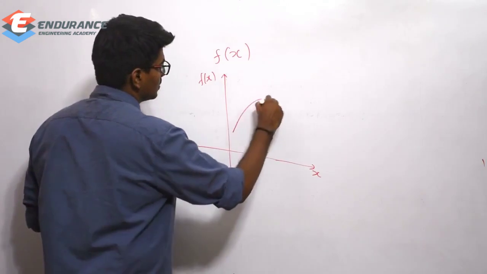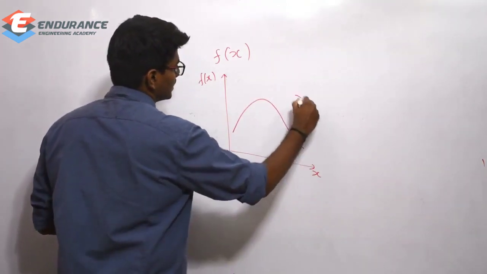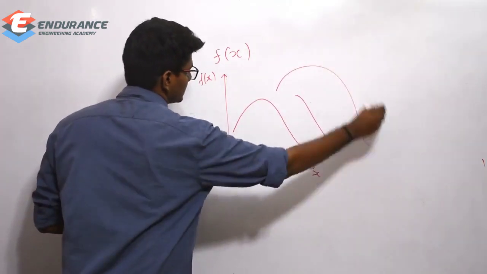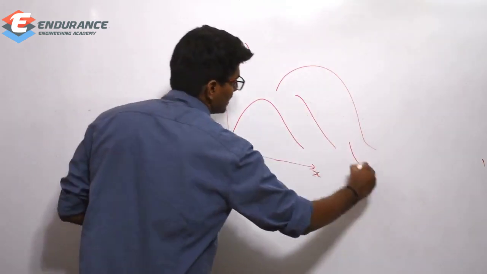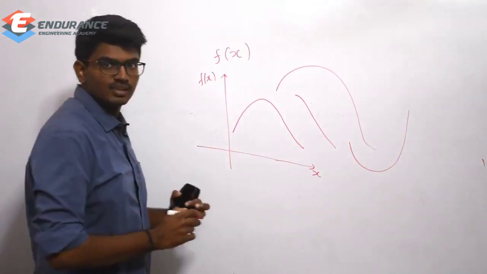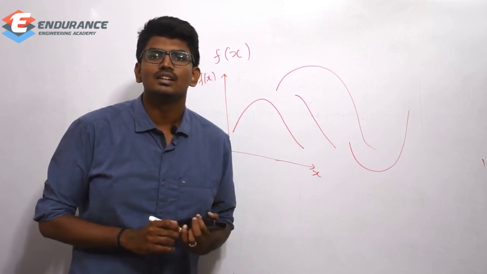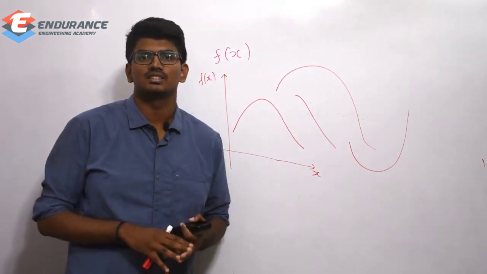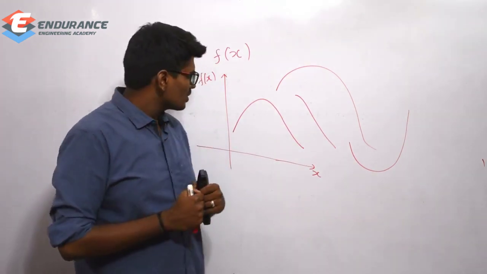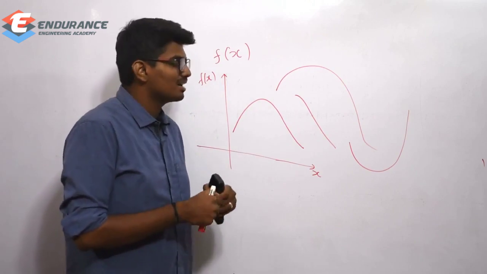The curve could go like this or come like this, or the curve could be like this, or like this, anything. The curve can have different natures. So what does maxima and minima imply?